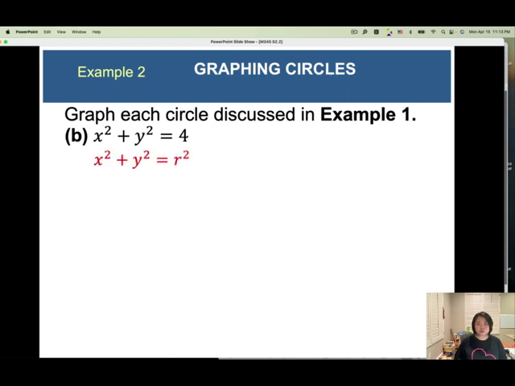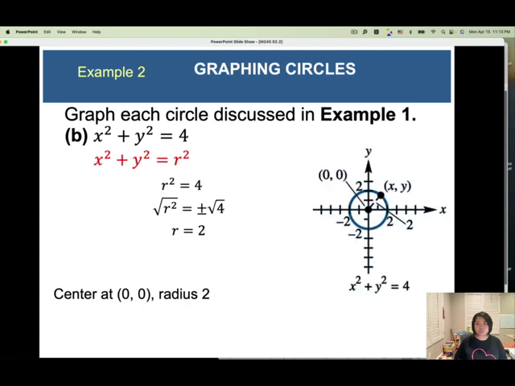So first, we're going to find out what your radius is. r squared is equal to 4. Take the square root of both sides, so r is going to be equal to positive 2. And the center will be equal to (0, 0), right? That's the origin.